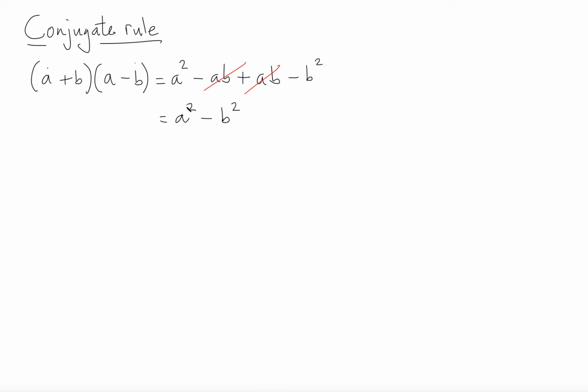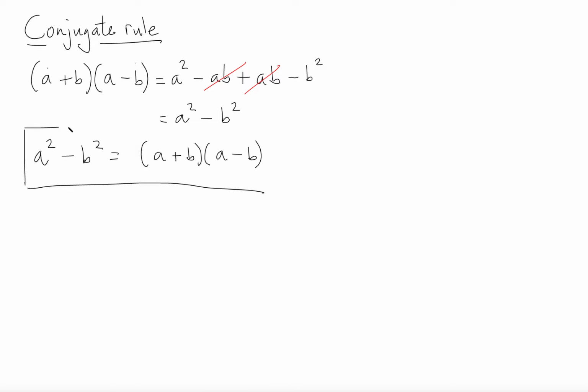This is a quadratic expression because it's got something to the power 2 in it. But if we were to go the other way, so to speak, we could factorize a squared minus b squared into a plus b multiplied by a minus b, from the conjugate rule. And this is a useful trick sometimes when, for example, you're solving quadratic expressions or quadratic equations. So let's do a few examples.